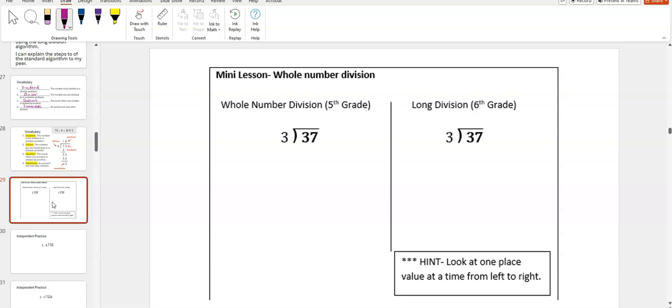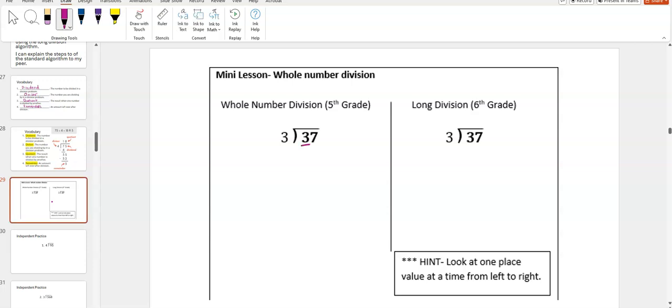All right, so I like to show examples of some things they do in elementary school versus what I want you to do in 6th grade. This may not be what you do every time. You may have learned the long division way that we do in 6th grade, but just in case, a lot of times in elementary school, you're looking at whole number division.